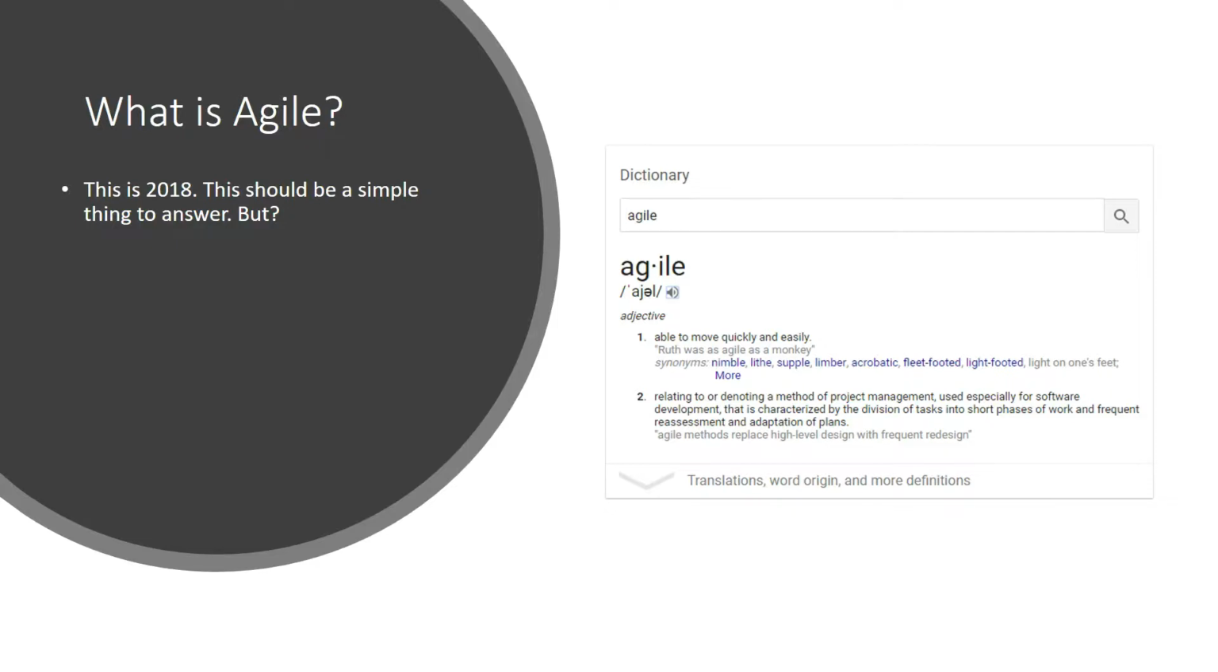Interestingly enough, if you see the dictionary definition of Agile, there are two. One is the generic meaning of Agile, which is basically able to move quickly and easily. And number two, it has something to do with software development. So Agile has to do with software development. Let's take a look at what that is.